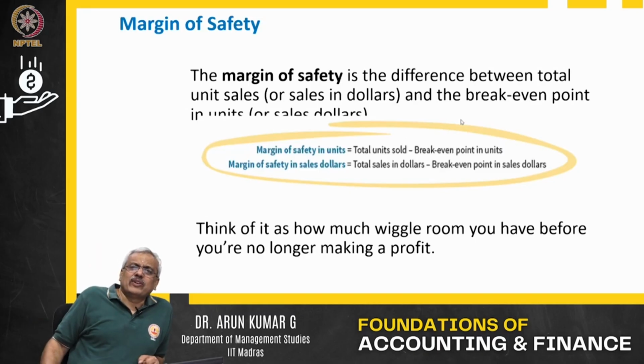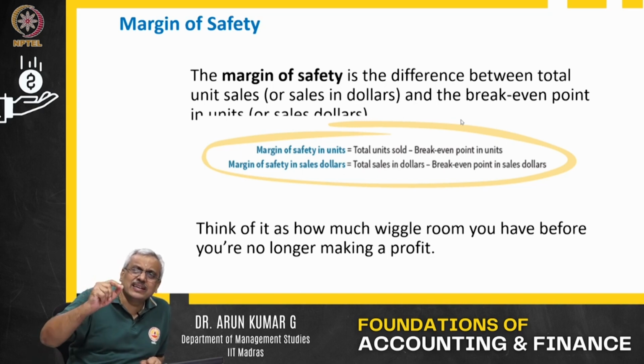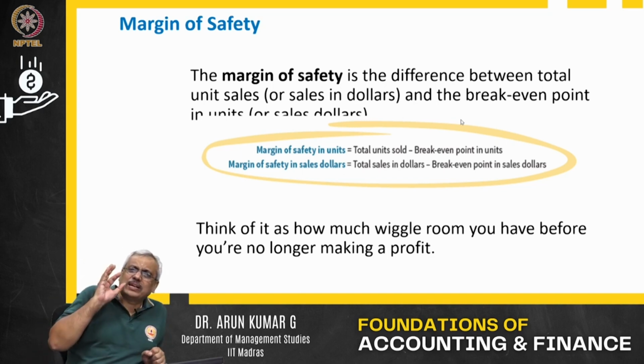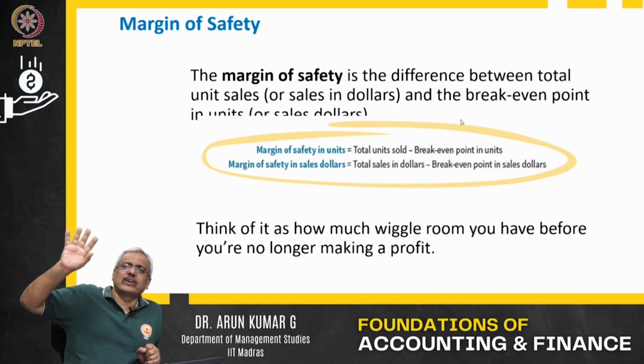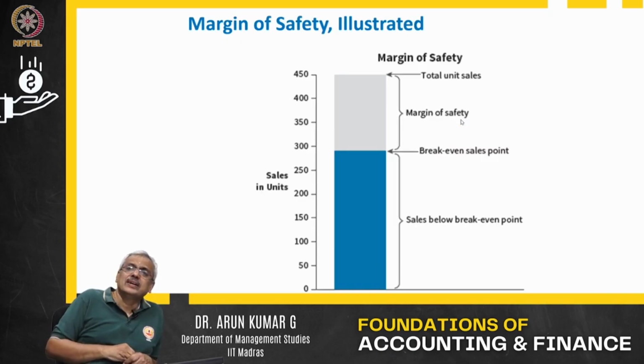The next aspect we talk about is margin of safety. If it is an ongoing firm, the firm is already working on something, then I want to know what the margin of safety is. Margin of safety means the sales that I am currently doing which are above the break even. That is what we call margin of safety. It is also explained with the help of a graph.